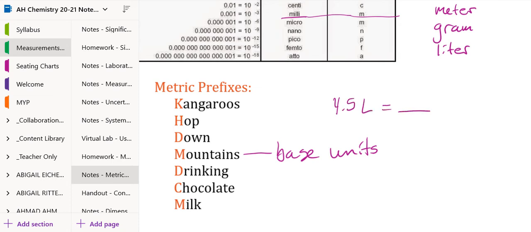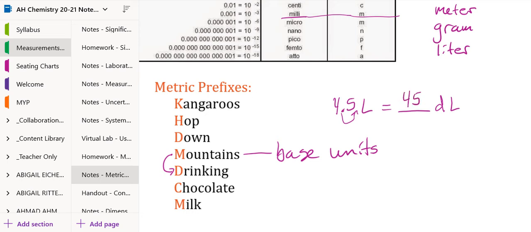So if we said we want to know in 4.5 liters, how many deciliters are there? We're starting in our base unit and going to deci. So am I multiplying by 10 or dividing by 10? Multiplying. So if I multiply by 10, that's the same thing as moving my decimal one place to the right. So 4.5 liters would be how many deciliters? 45.